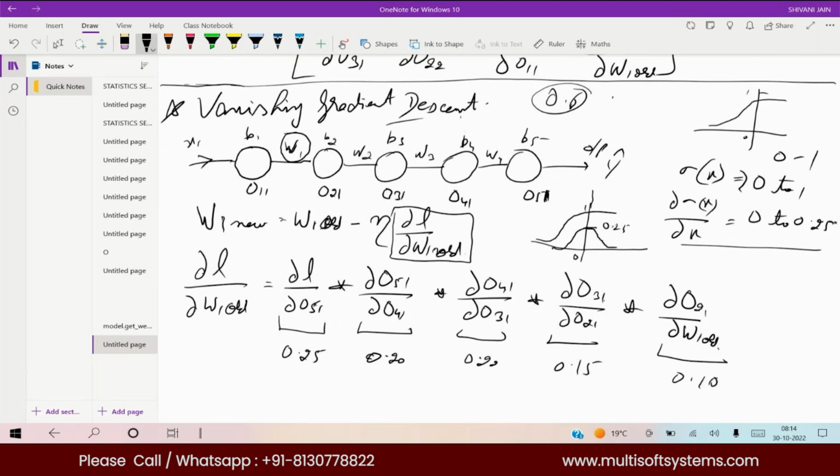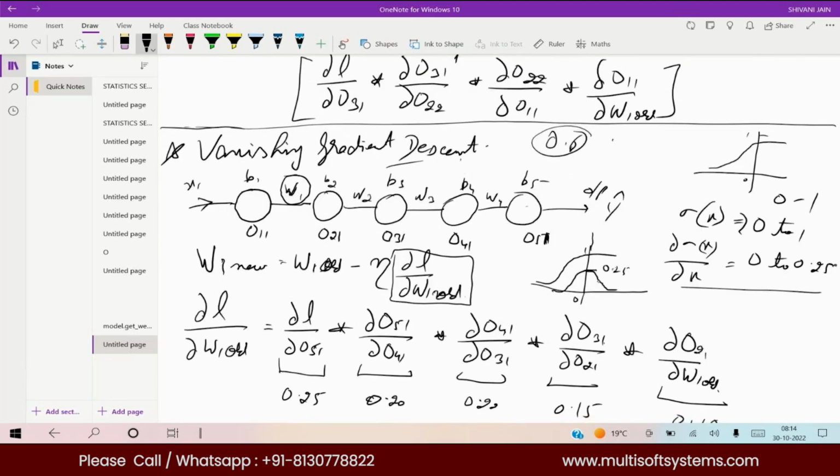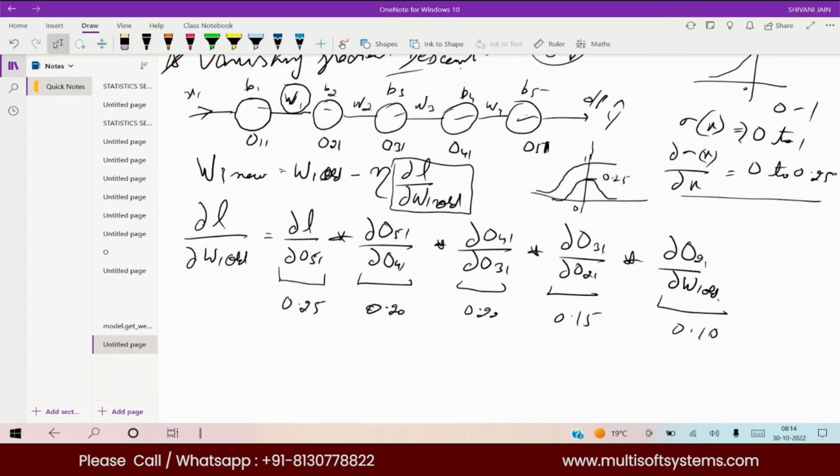For example, these are the different values we are getting. And in all of these, we are using the sigmoid activation function. And since we are using the sigmoid activation function, the maximum value of its derivative will be 0.25. Now, when you multiply all these terms, the value will be very small.